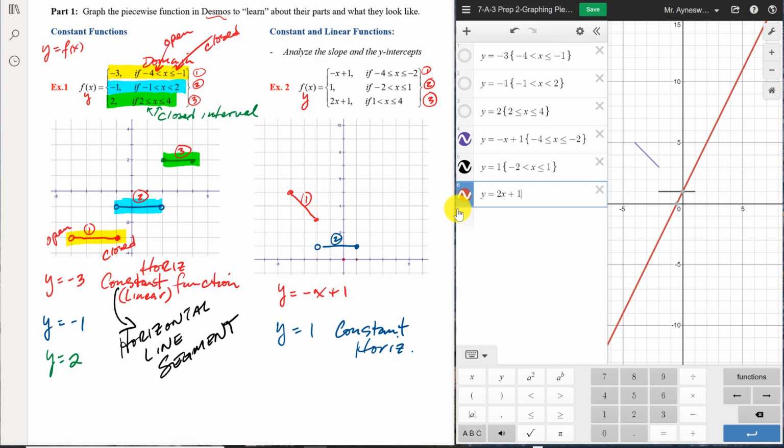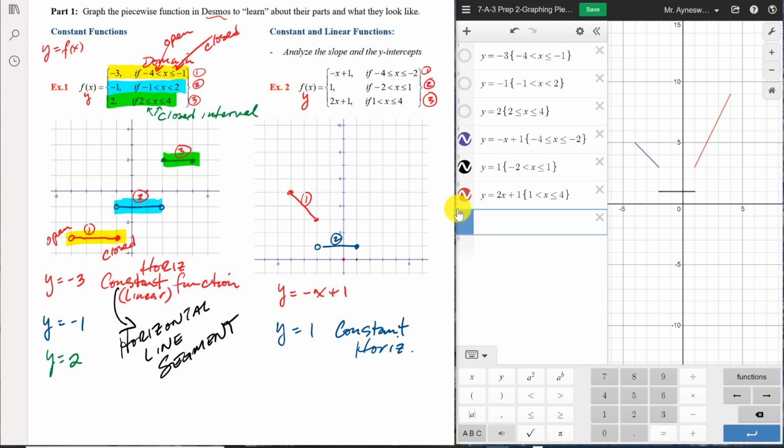So enter the curly brackets again, and you start typing it in. From 1 to 4, so 1 less than x less than or equal to 4. Okay? And notice that this third function starts at 1 comma 3 and then ends at 4 comma 9. So here we go, let's do the third piece.